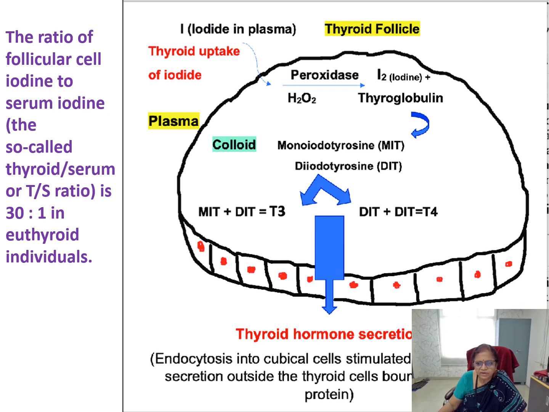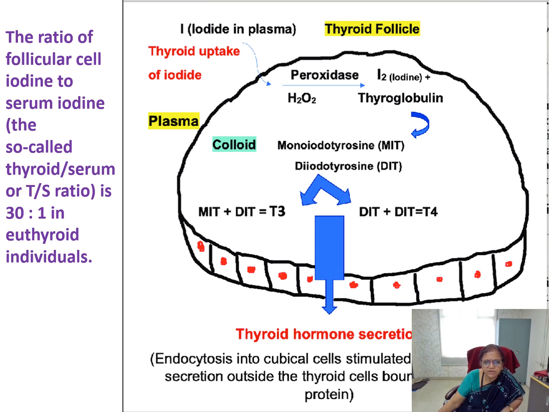So how are T3 and T4 formed? There are three types of hormones, T3, T4 and reverse T3, produced by thyroid follicular cells. T3 is formed by the combination of one MIT, monoiodotyrosine, plus one diiodotyrosine, which are already attached to the thyroglobulin filament, a lengthy filament-like structure. Two diiodotyrosines, DIT and DIT, combine to form thyroxine, that is T4.